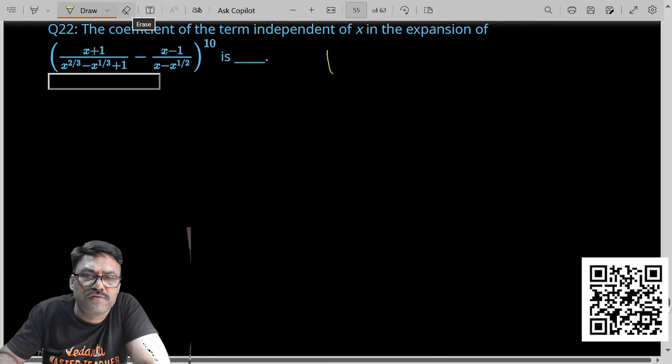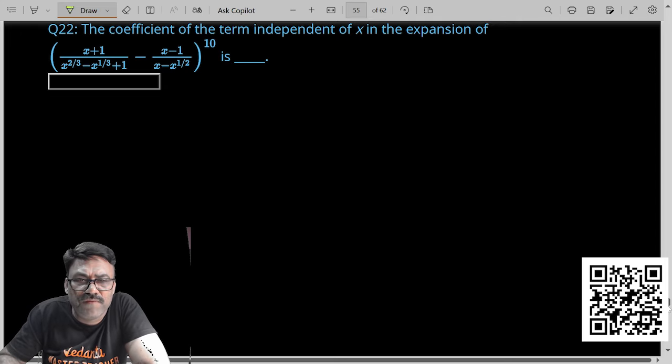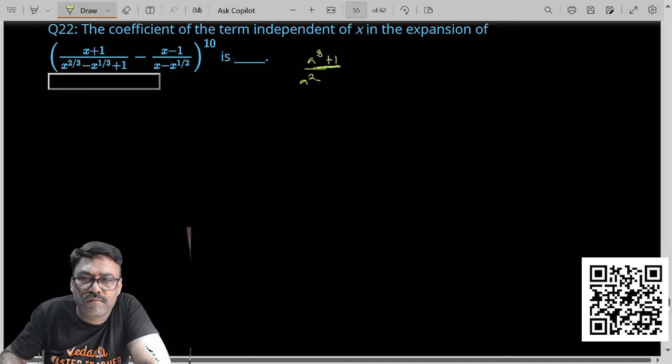Let's take the first one. In the first one, if I take x raised to 1 by 3 as, let's say, a, this will become a cube plus 1 over a square minus a plus 1. What I've taken is x raised to 1 by 3 as a.